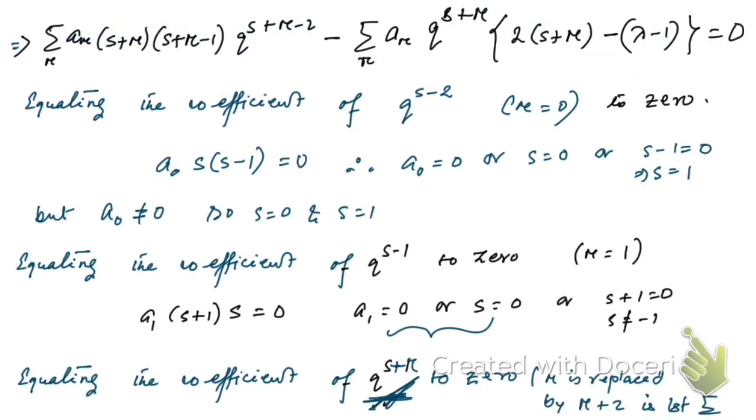So here you see the reason behind why a naught cannot be equal to 0, and a1 can be 0. It is possible that a1 can be 0.